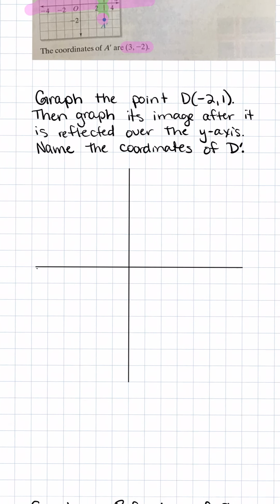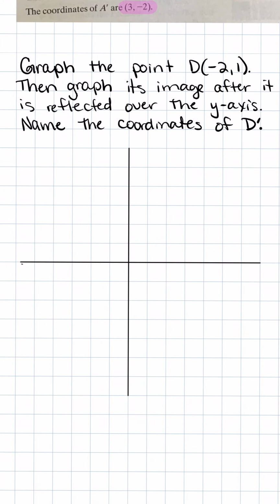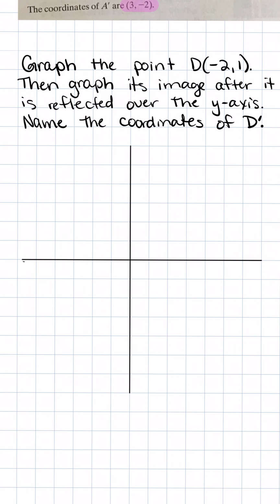So let's look at this. After we've covered those, try this one on your own. Come back to me when you're done. Start out by graphing the points for D, -2, 1. Then graph its image after it's reflected over the y-axis, and then name the coordinates. Press pause. Come back to me when you're done.